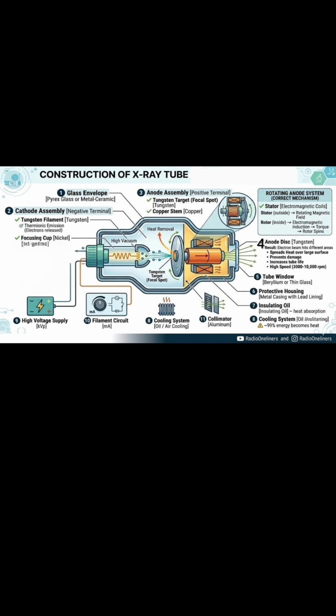And the last will be the collimator, which is going to be made up of aluminium and is responsible for deciding the area over which the emitted X-rays are going to hit the patient. So this is all about the construction of the X-ray tube. Let's have quick notes for that.